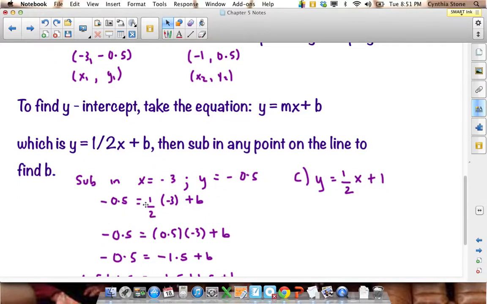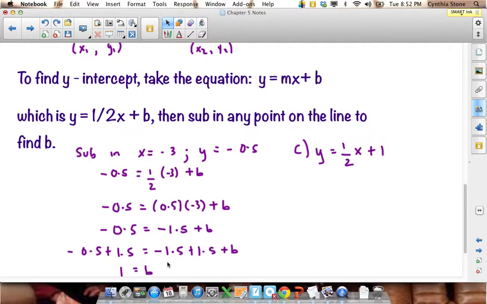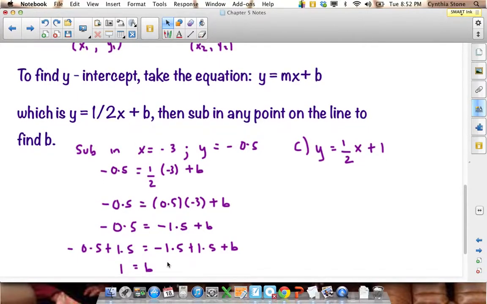Going through the motions, instead of writing, see, this is 1/2, this is 0.5. I just replaced it, because 1/2 is 0.5. Then this line, I said, okay, that times that is -1.5. And rearranging, solving for b, you get b equals 1. So however you do it at this point, this will become more important later in the unit.